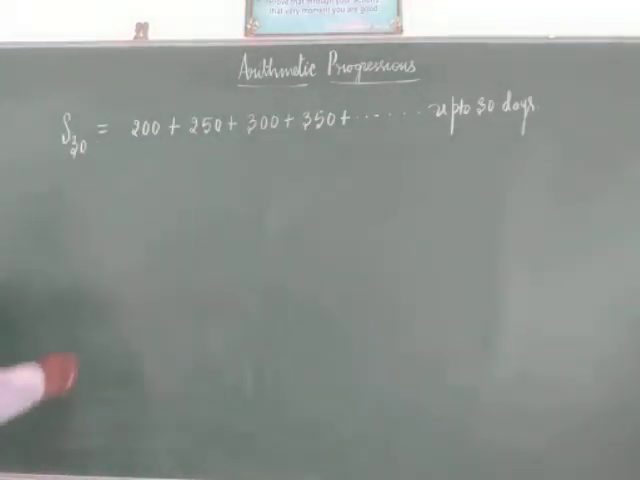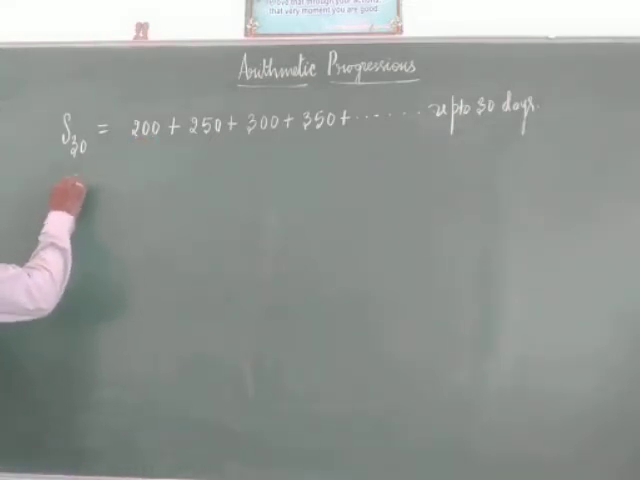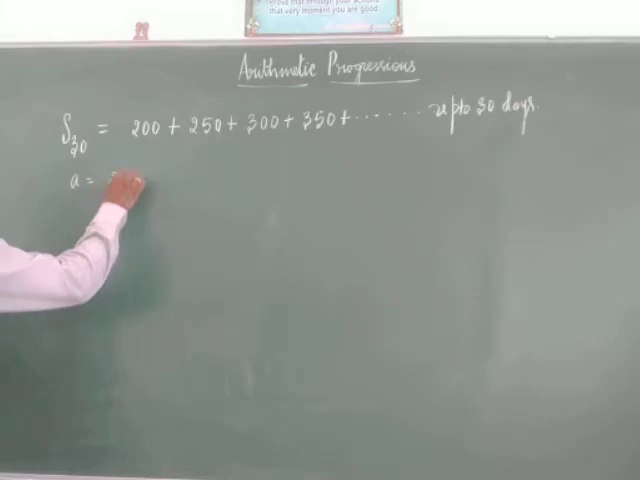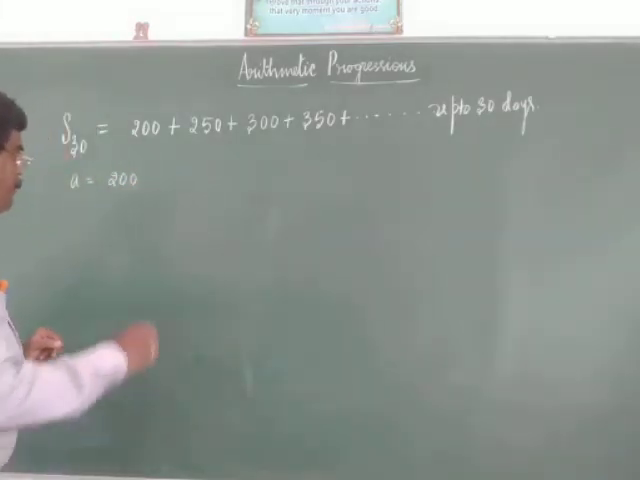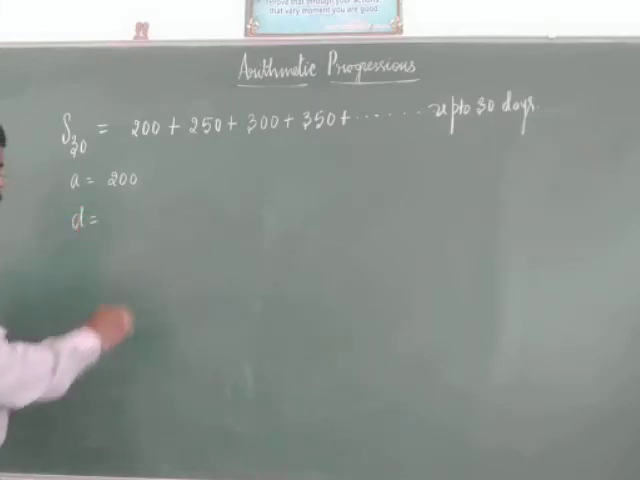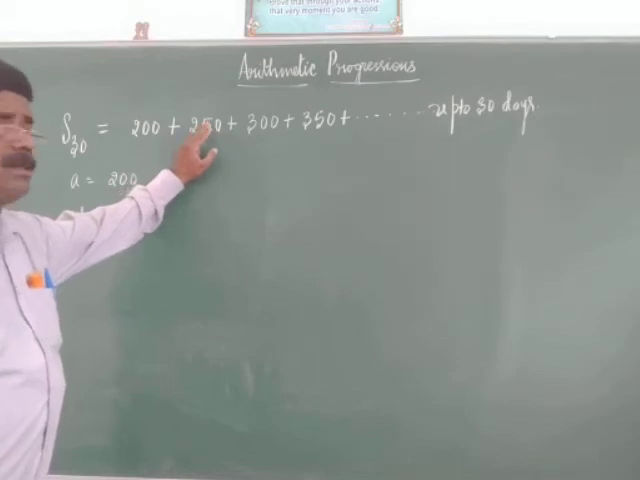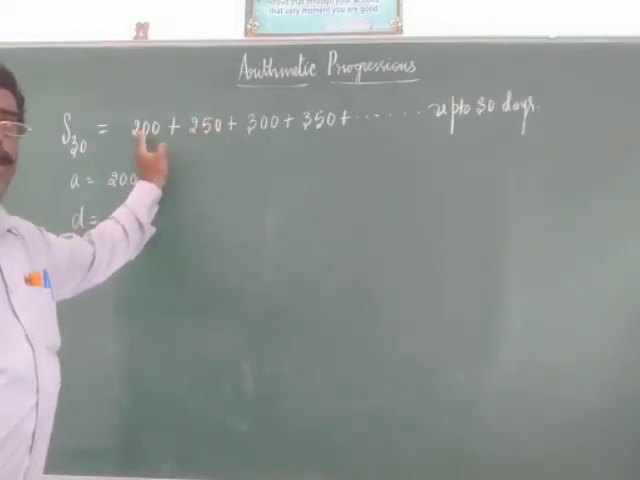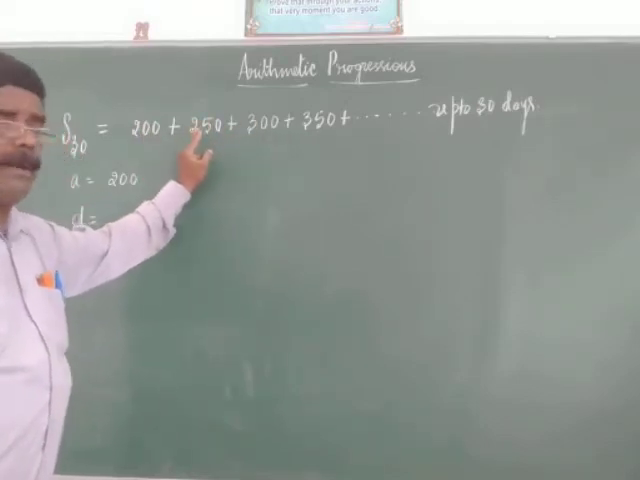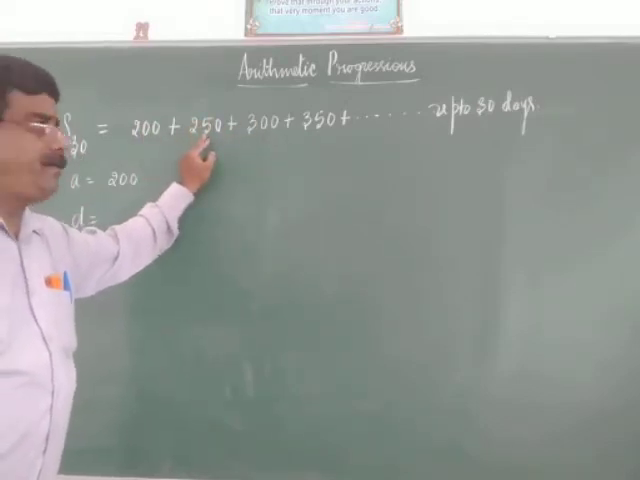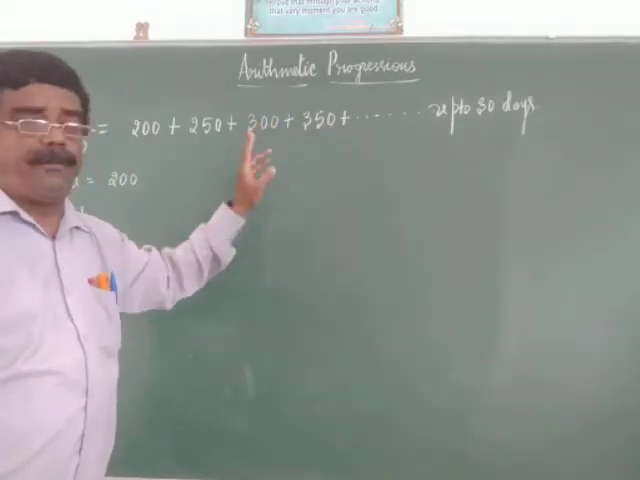So here the first term is nothing but A. So A is how much? It is 200. Now you have to find the common difference, which is nothing but D. D is how much? You can make out here 250 minus 200 is 50. 300 minus 250 it's again 50. 350 minus 300 it's again 50, like that.